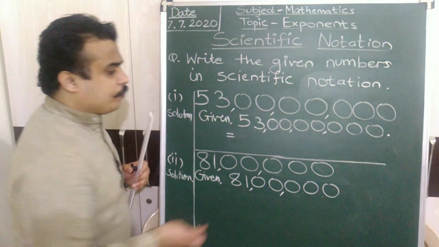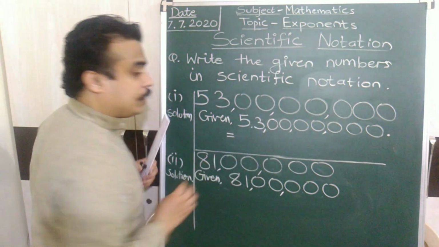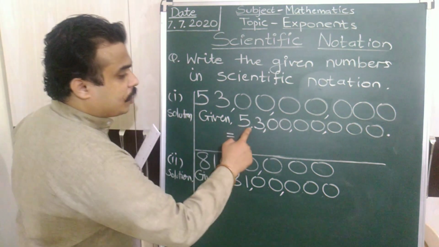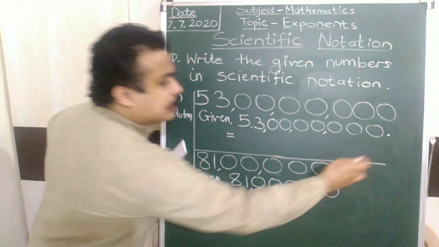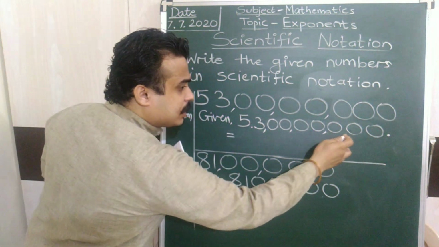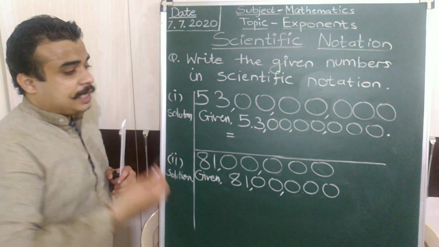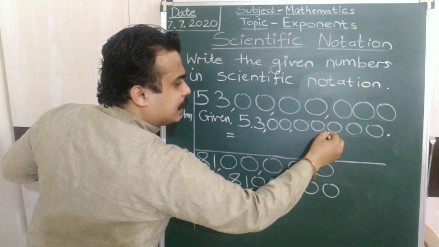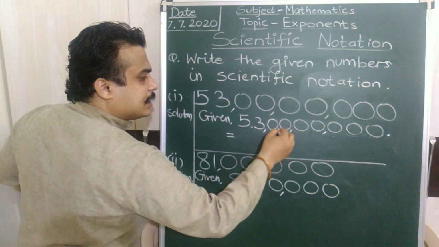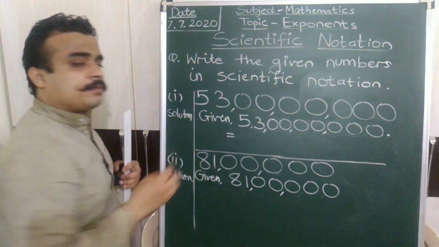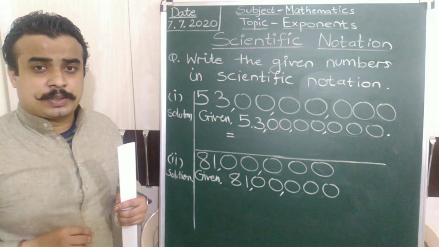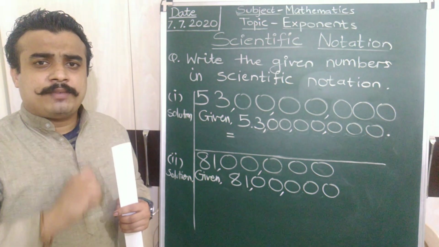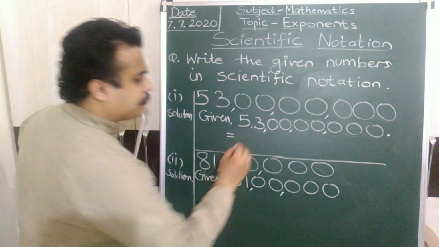Okay, so we want the decimal point here actually after the 5. That means this point will be shifted towards the left side. How many times will it shift? 1, 2, 3, 4, 5, 6, 7, 8. That means 8 steps. Okay. Now with the help of the format, we will write the scientific notation.